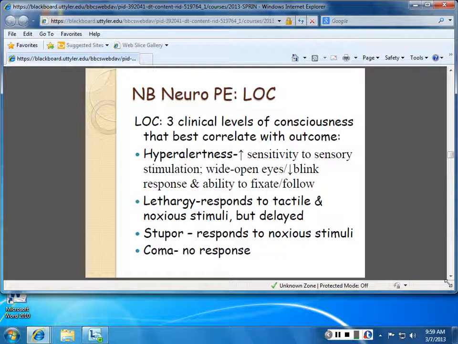They respond to tactile and noxious stimuli, but it's delayed. And how do you elicit a response? You rub their sternum. That works on babies just as it does on adults. Stupor. They will respond only to noxious stimuli. And a coma, there's no response to anything. They're just completely out of it.